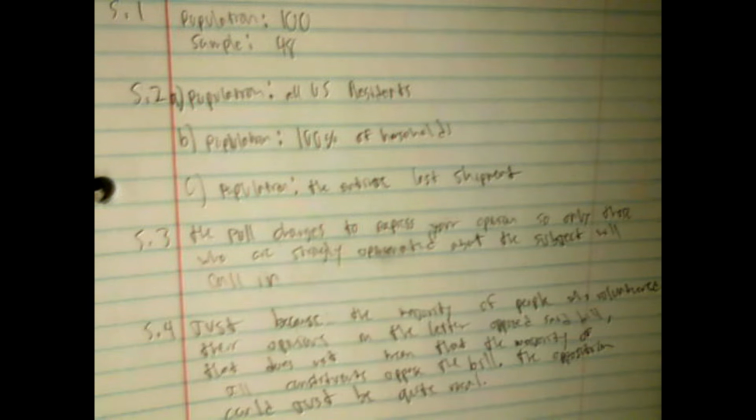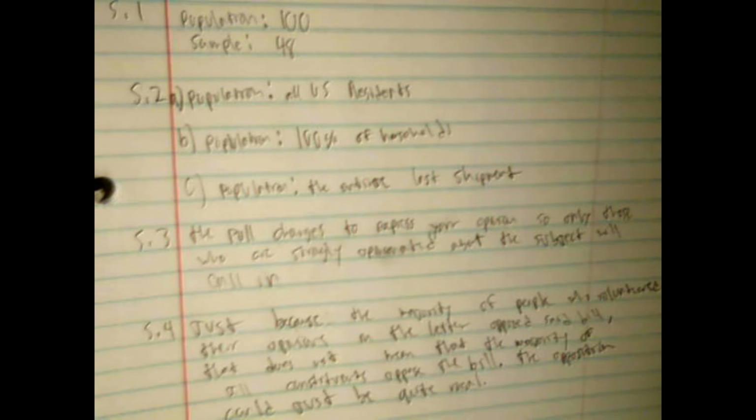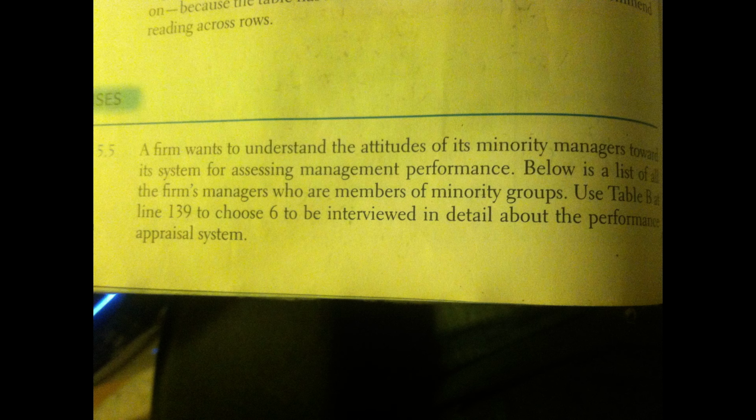Now, according to the assignment, we can just keep going. 5.5. Let me pull that up. There we go. Okay, a firm wants to understand the attitudes of its minority managers towards its system for assessing management performance. Below is a list of all the firm's managers who are members of minority groups. Use Table B at line 139 to choose 6 to be interviewed in detail about the performance appraisal system.